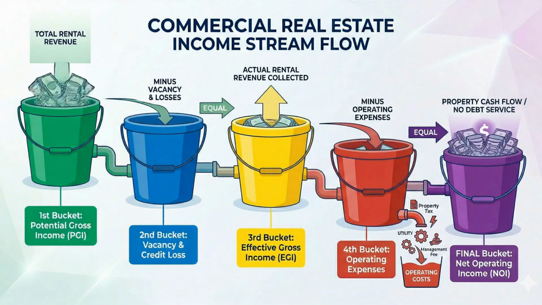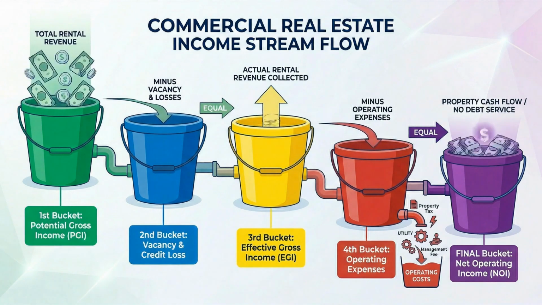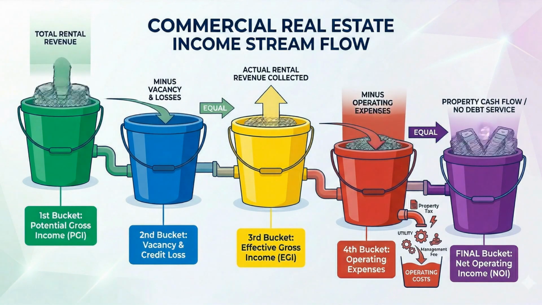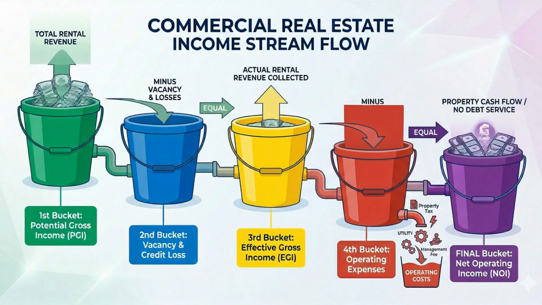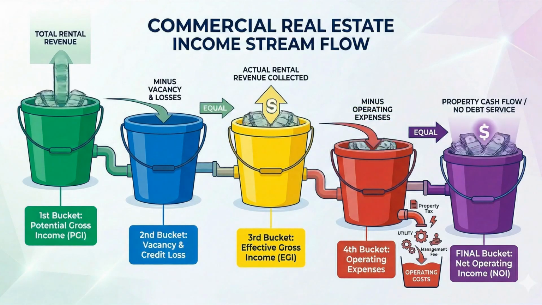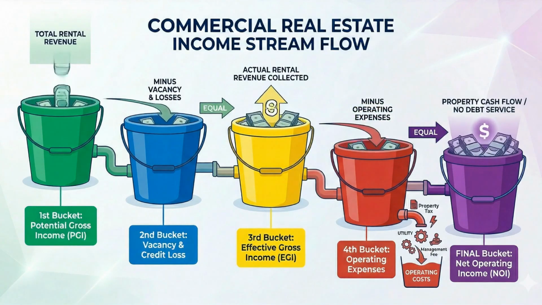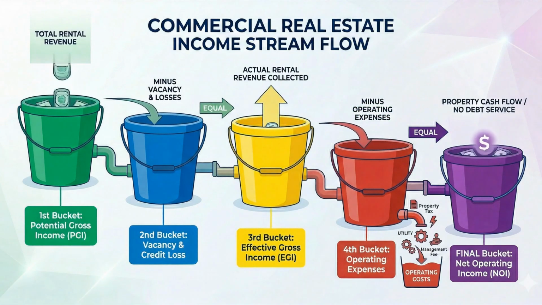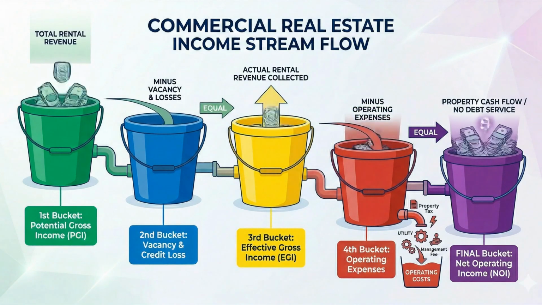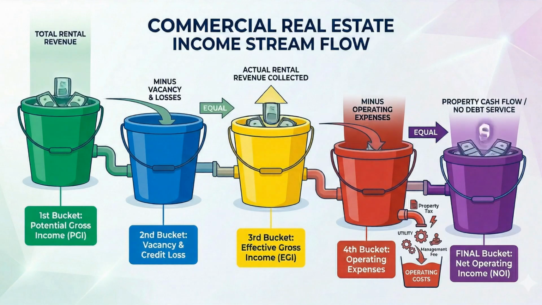Next, we move to the blue bucket and subtract vacancy and credit loss. Vacancy is space that's empty or not leased. Credit loss is rent that was expected but never collected. In other words, uncollected rent. No property stays full forever and not every tenant pays.